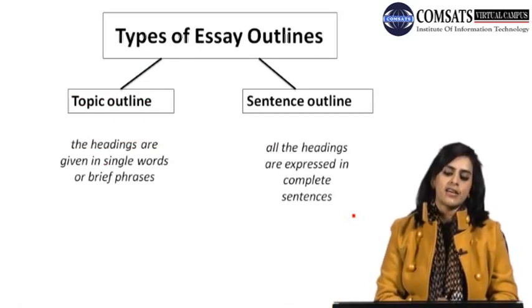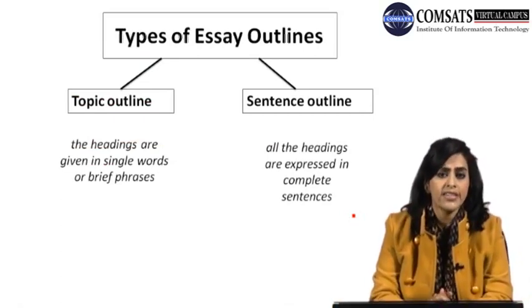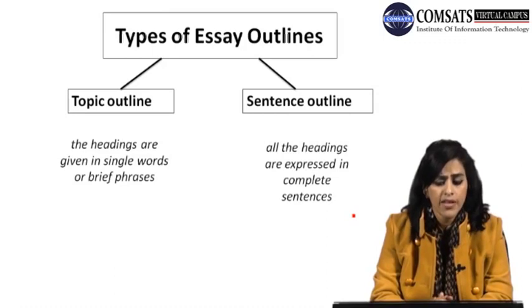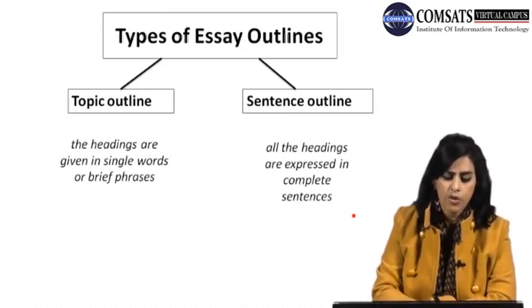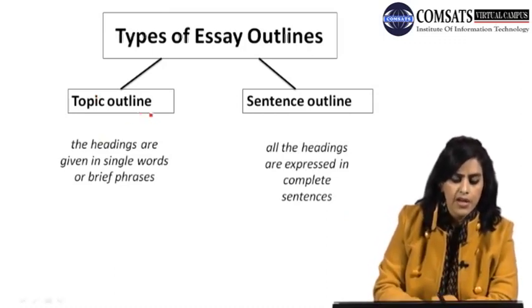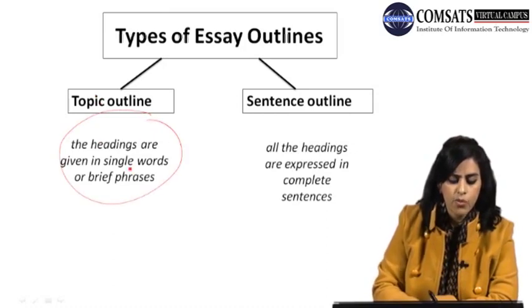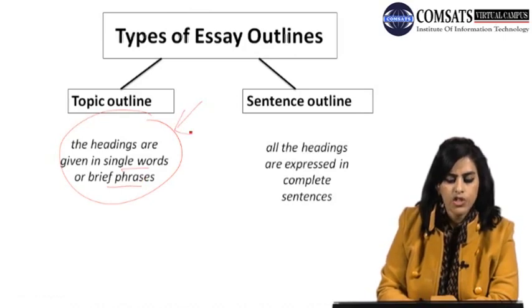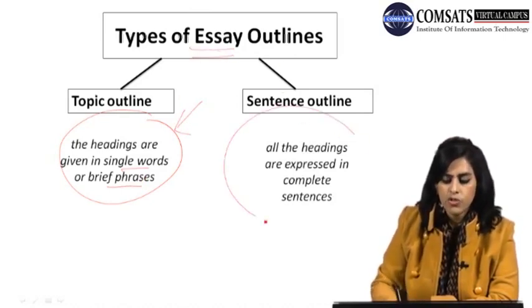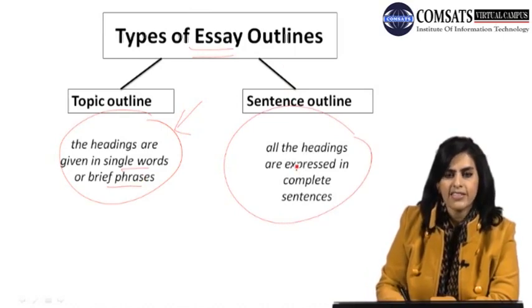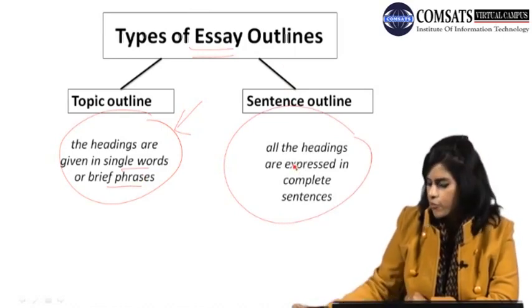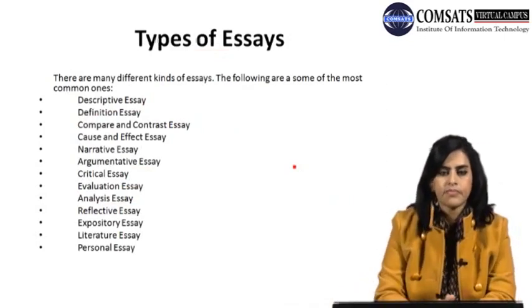We thoroughly discussed two essay outline types. The first one was the topic outline and the second one was the sentence outline. While choosing the topic outline, the headings are given in single words or brief phrases. This is the best practice through which you can write good essays. In your sentence outline, you are supposed to express your ideas in complete sentences for your audiences.